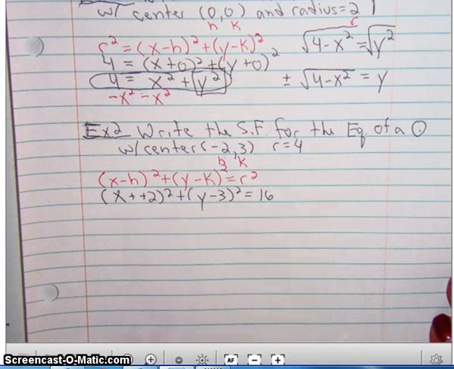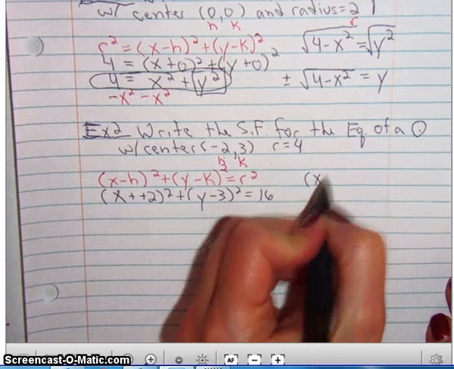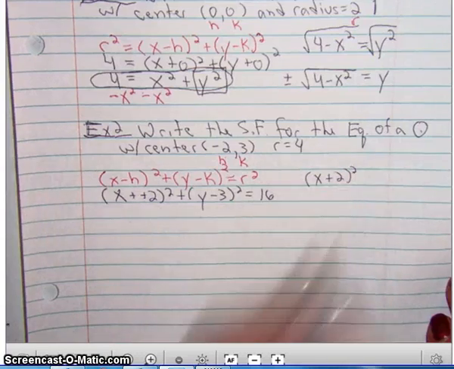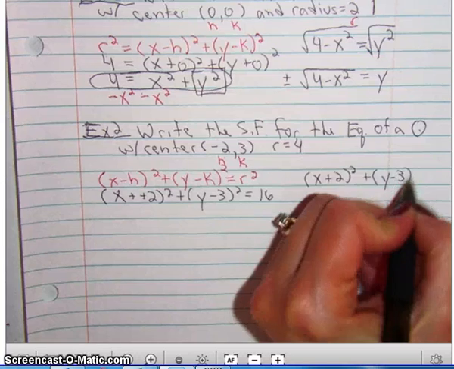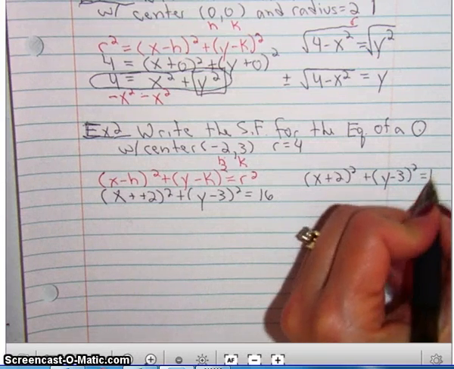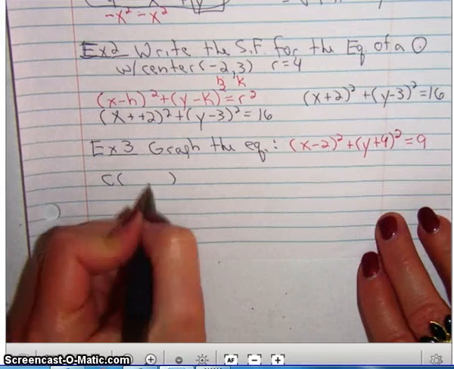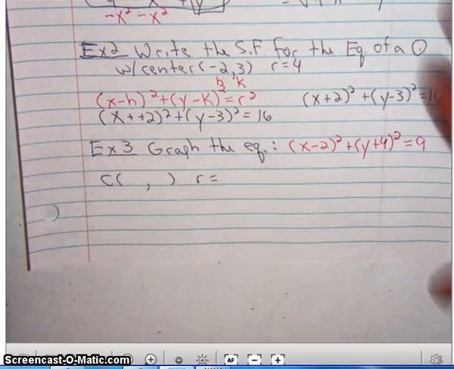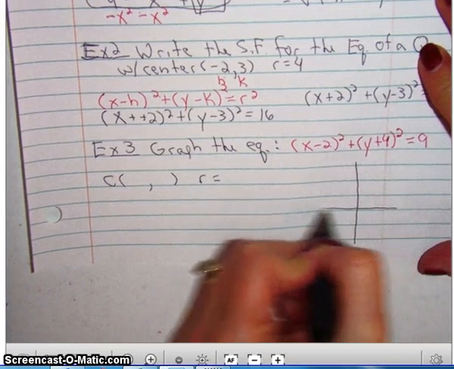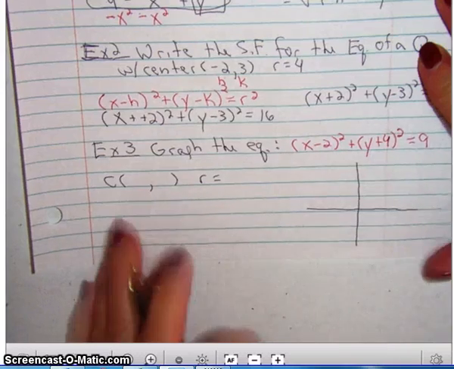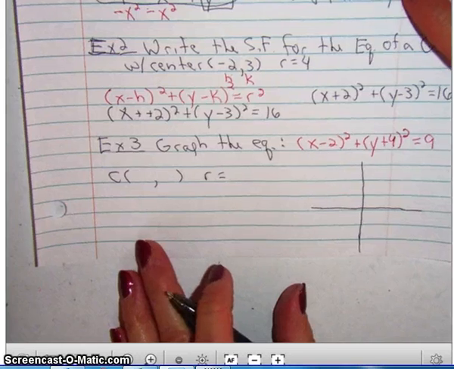Then, guys, let's just do our simplifying. So the final answer is x plus 2 squared plus y minus 3 squared equals 16. And then I just need you to sketch a graph of what it would look like.